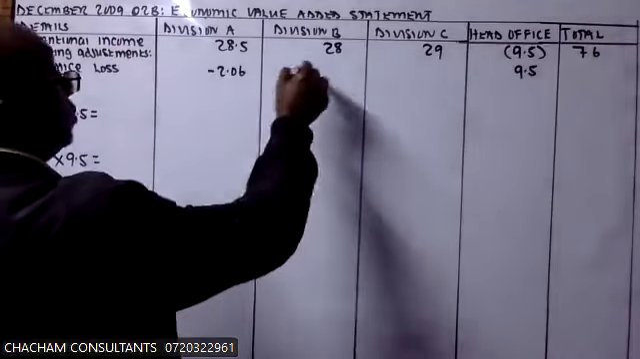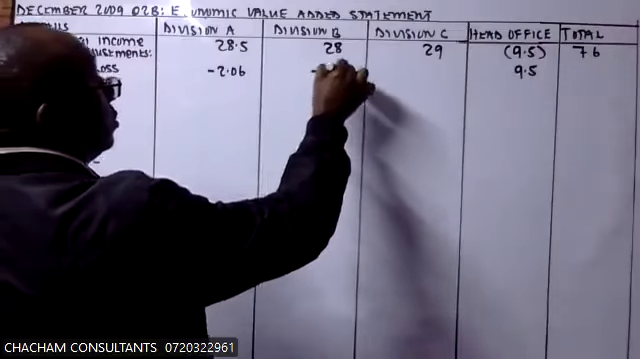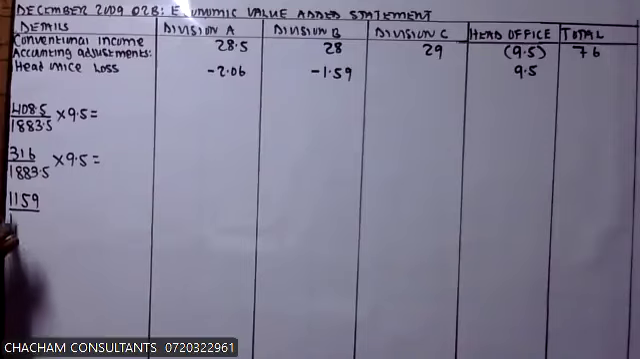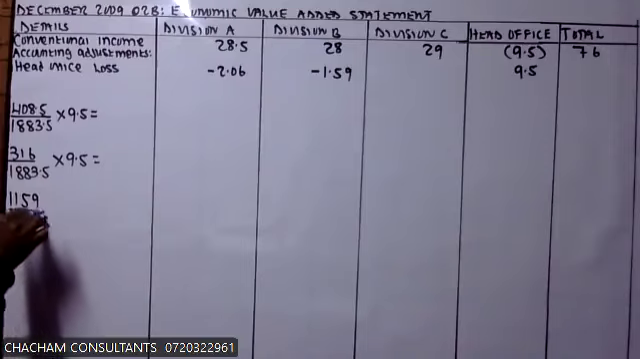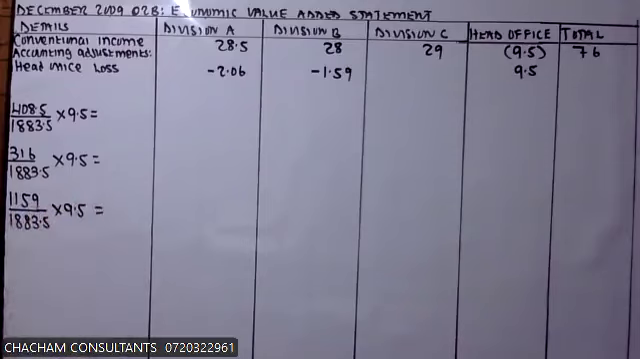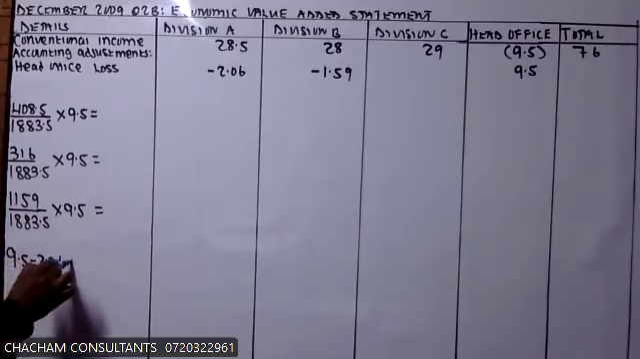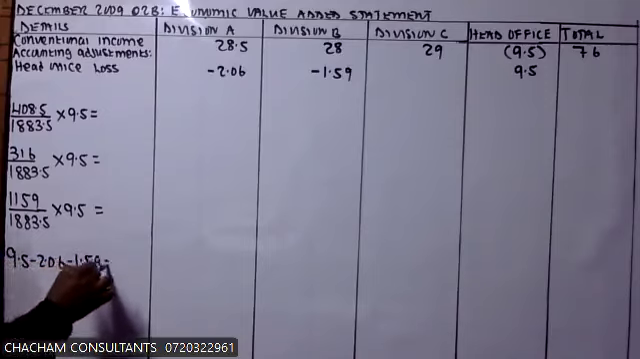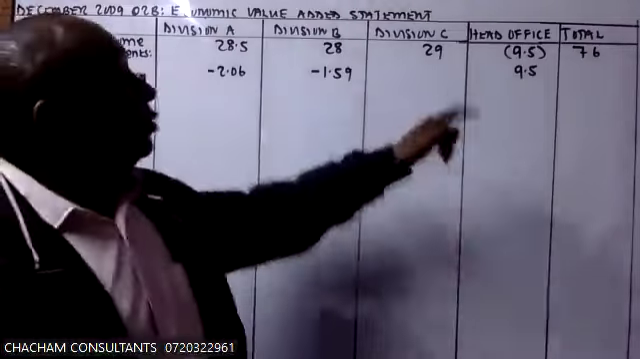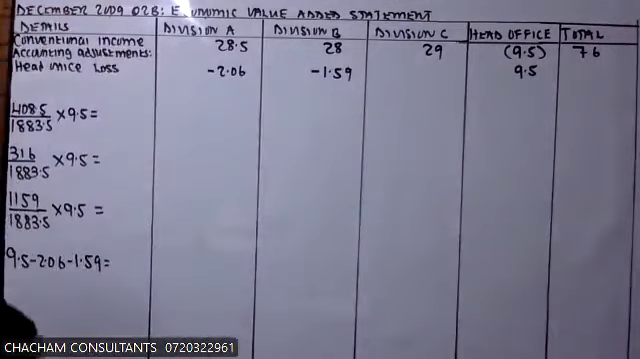$1.59. The last one, it is 1159 out of 1883.5 times 9.5. But the best way to handle that, because you have been rounding, is to say 9.5 minus 2.06 minus 1.59, so that we get the exact figure that will make them add back to 9.5.